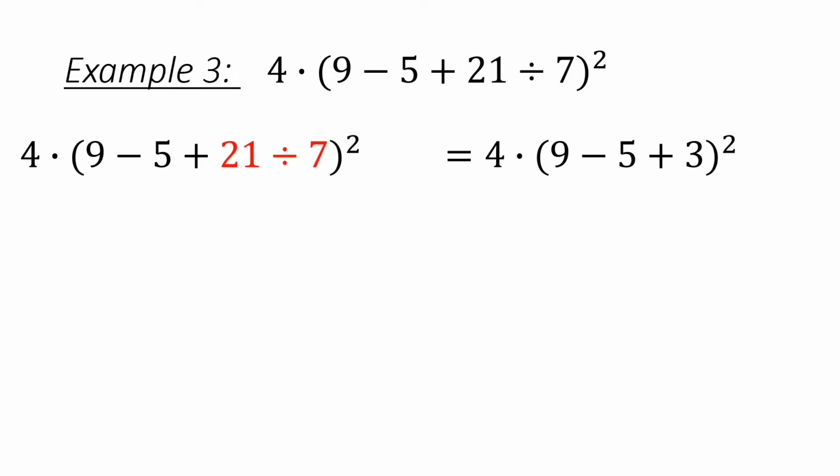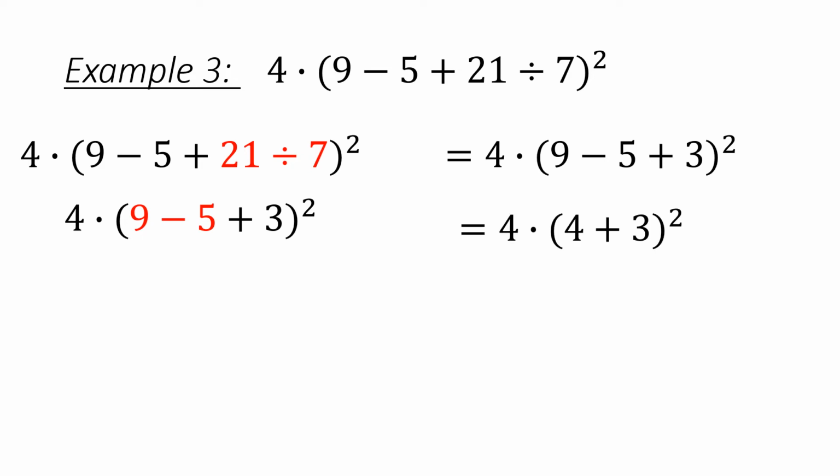And so following the order of operations, I will do the subtraction before the addition because it's first. And so I'm going to do 9 minus 5, which gives me 4. Now I'm left with one last operation inside of the parentheses. And now I have 4 plus 3. And that's what I'm going to do next. And so simplifying that, I'm going to get 7.